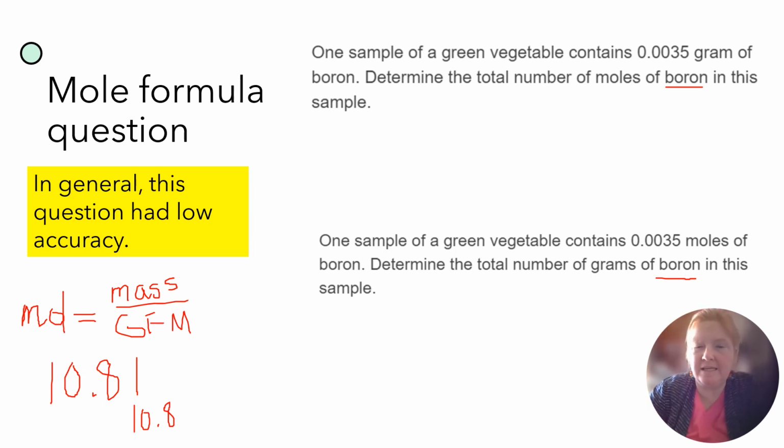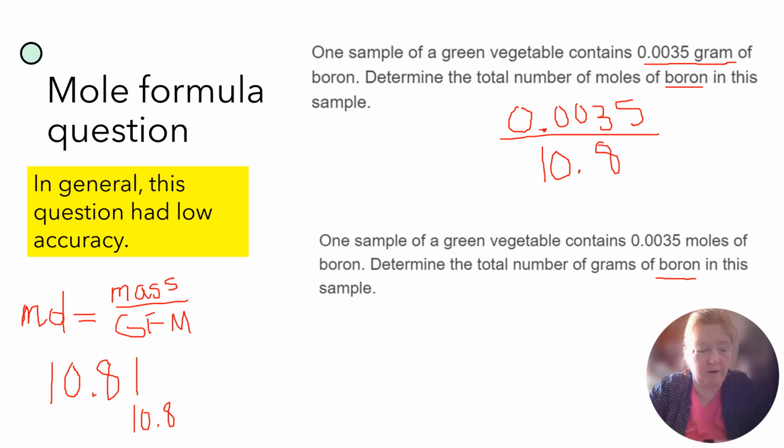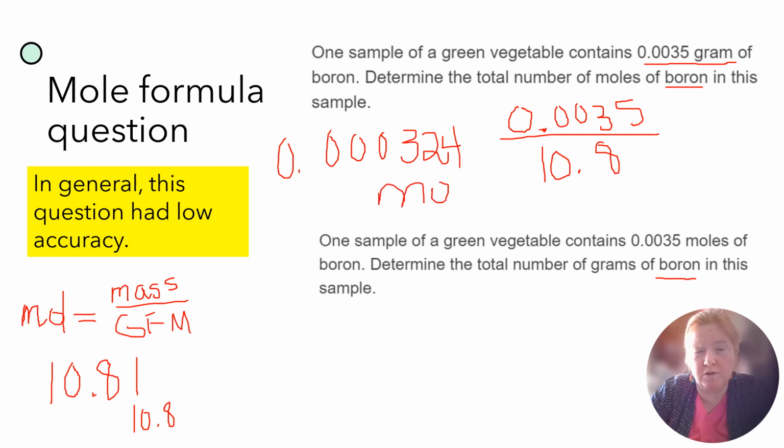All right, so let's see this first one up here. It contains this many grams, so that means grams goes on top, 0.0035 on the top, okay? Divided by gram formula mass. Well, that's what I just wrote here, 10.8. Now, when I do this, I know I am going to get a number smaller because I'm taking this number and I'm dividing it by 10, right? So my number is going to end up smaller. So this was 0.000324. That was the answer in moles, all right?